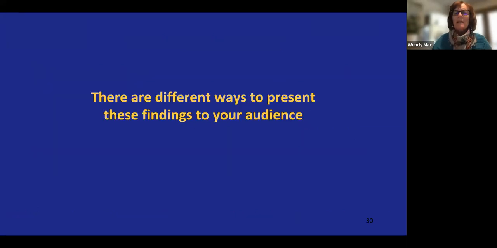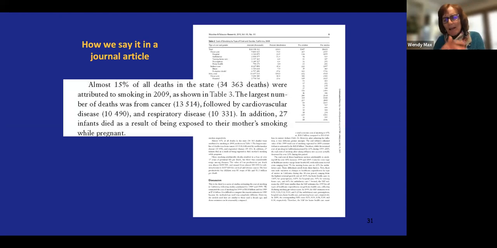And I want to just spend another minute talking about the different ways to present these kinds of findings. There are as many ways as there are people who want to present them, but let me just show you a couple of examples. Here's kind of what we academicians do in a journal article. It's dry, just the facts. Almost 15% of all deaths were due to smoking, et cetera, et cetera. That's one way to present the information.